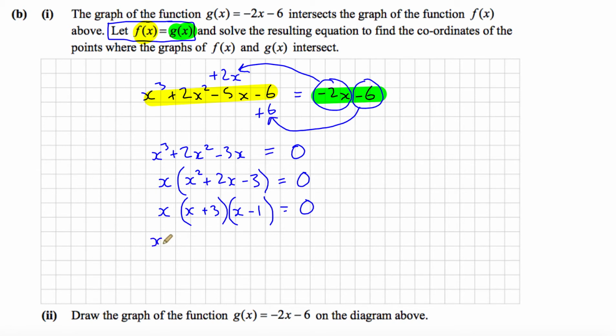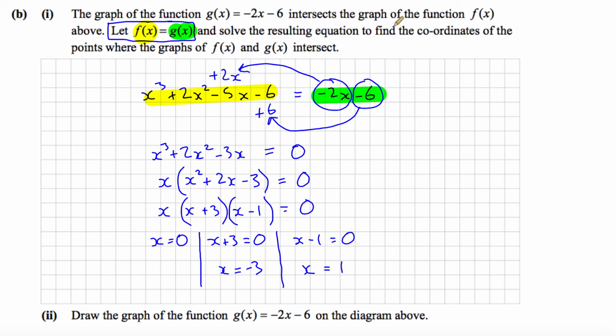If x is 0, well then x is 0. That's the first solution. If x plus 3, the first bracket here, was 0, that would mean that x was minus 3. And if x minus 1 was 0, that would mean that x was 1. So my three x coordinates are 0, minus 3, and 1.